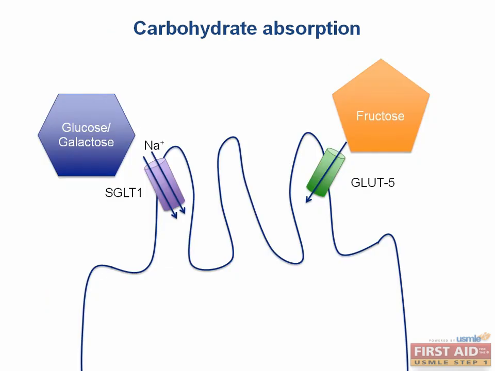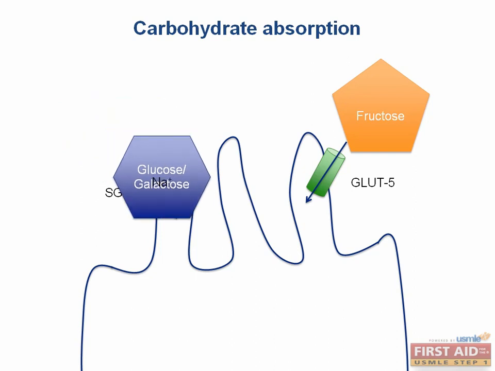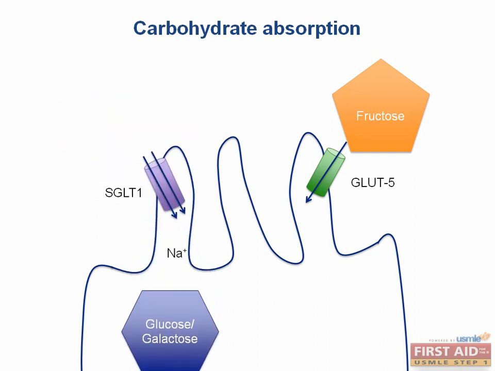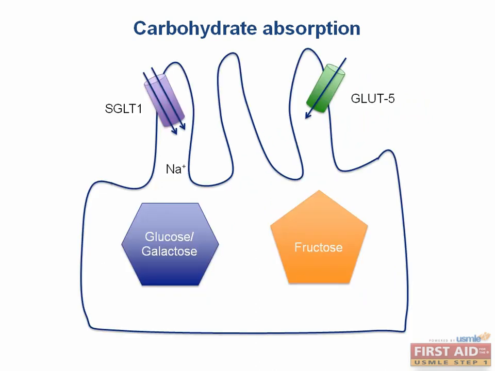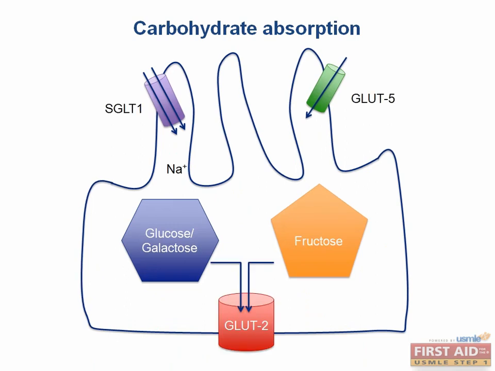The three major monosaccharide units are glucose, galactose, and fructose. Glucose and galactose are taken up by the SGLT1 transporter, which is a co-transporter with sodium. Fructose, on the other hand, is taken up by GLUT5 and is not dependent on sodium. From the enterocyte to the blood, these molecules pass through the GLUT2 transporter.